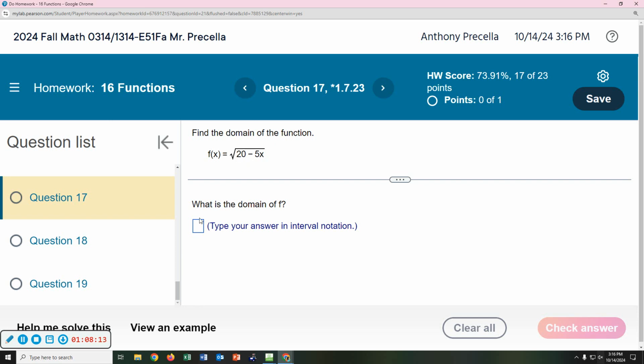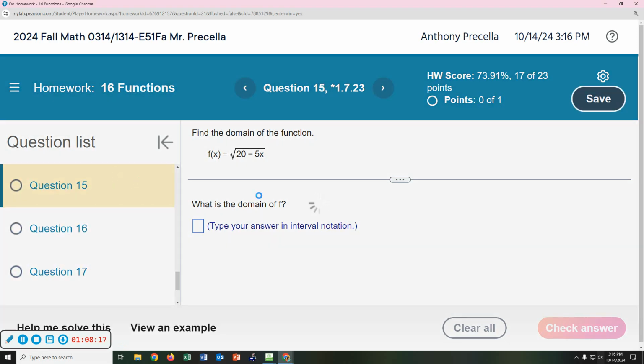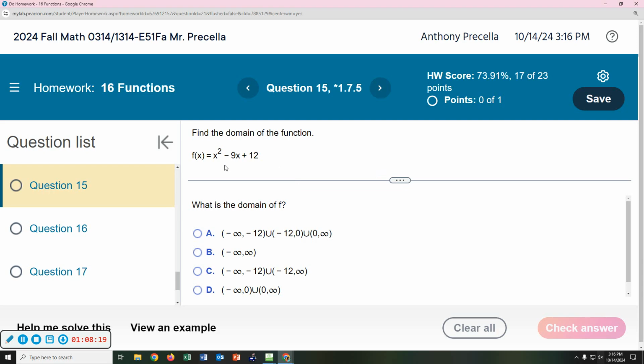So let's go back to that problem we were just doing. What was it, number 15? I'm going to ask the question again. Could this function produce imaginary numbers? In order to produce imaginary numbers, what would we need to see? A radical. Do we see one? No. So it's not going to produce imaginary numbers.